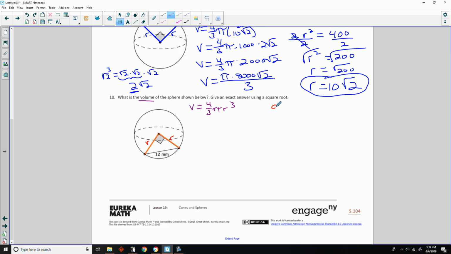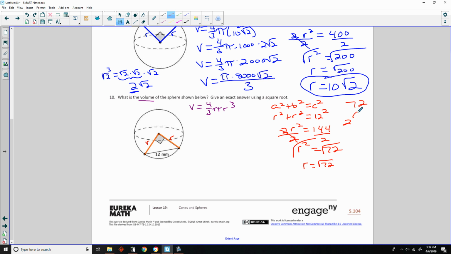So it's the Pythagorean theorem. A squared plus b squared equals c squared. r squared plus r squared equals 12 squared. 2r squared equals 144. Divide by 2, divide by 2. r squared equals 72. Take the square root, and r equals the square root of 72.